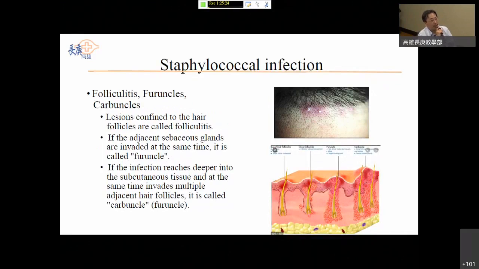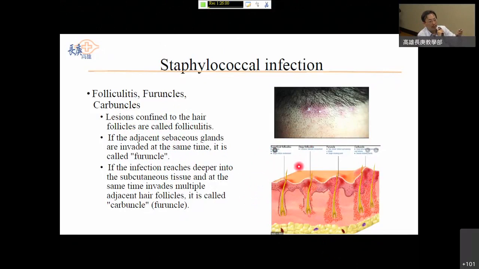For staphylococcus infection, the most commonly seen is infection of the skin. Most commonly seen are three types of staphylococcal skin infection: folliculitis, furuncles, and carbuncles. For folliculitis, the lesion is confined only to the hair follicles, like this one.